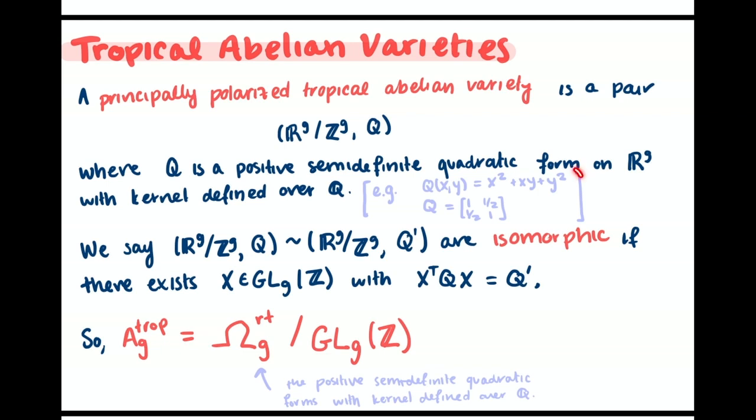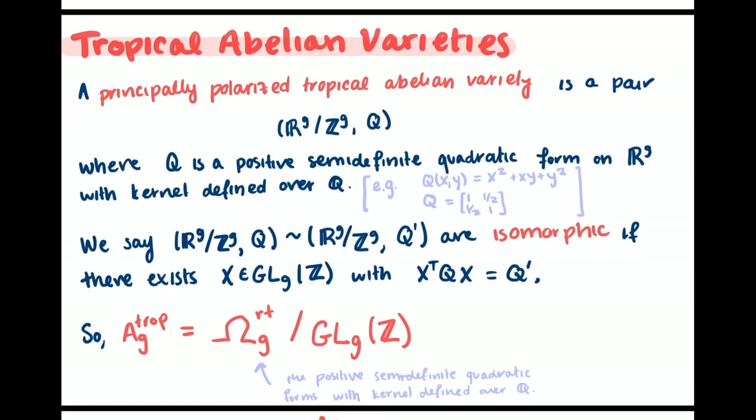So for example, I have a little example. If g is equal to 2, then you might have this quadratic form Q, x squared plus xy plus y squared. And that is identified with this symmetric matrix. Okay, so that's a principally polarized tropical abelian variety. And then we say that two of these things are isomorphic if there exists an X in GL_g(Z) with X transpose Q X equal to Q prime. So if I can get from one to the other via a GL_g(Z), then they're isomorphic.